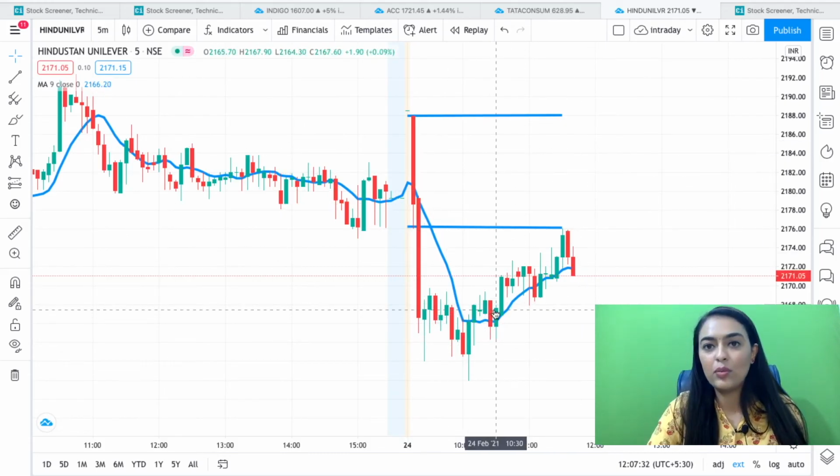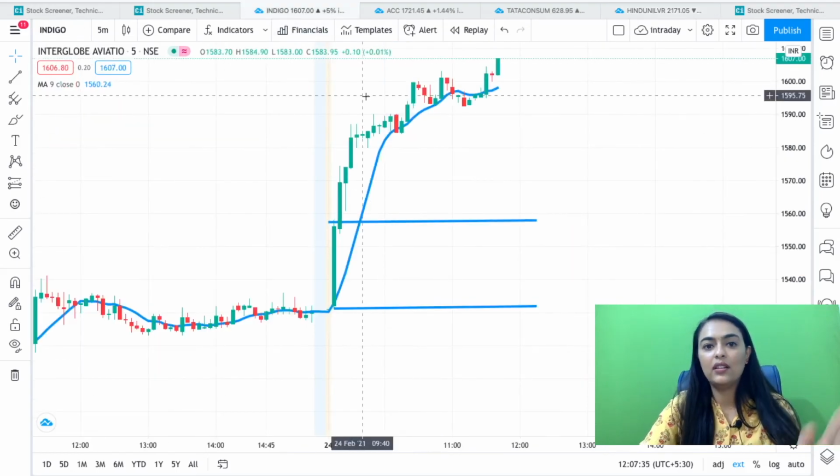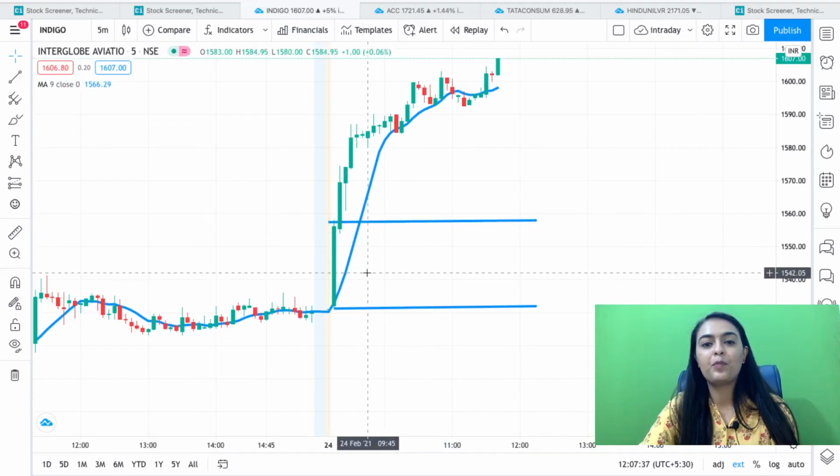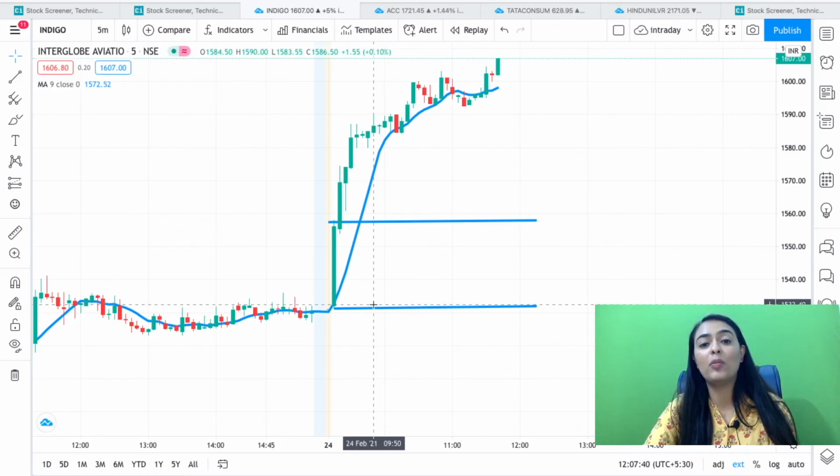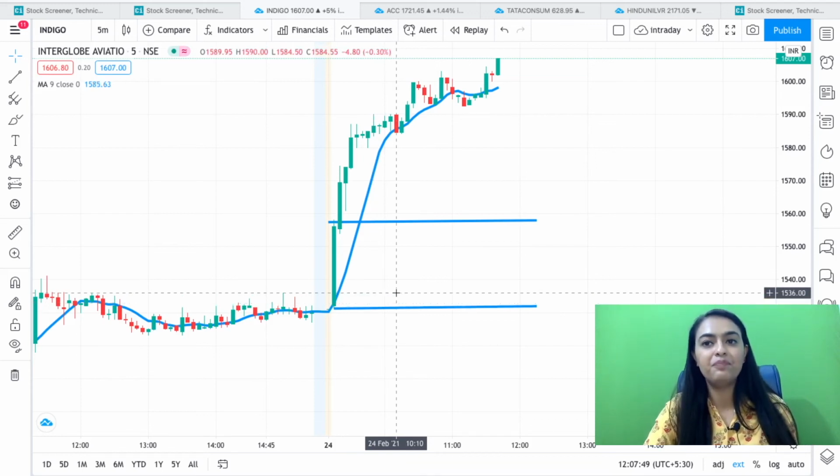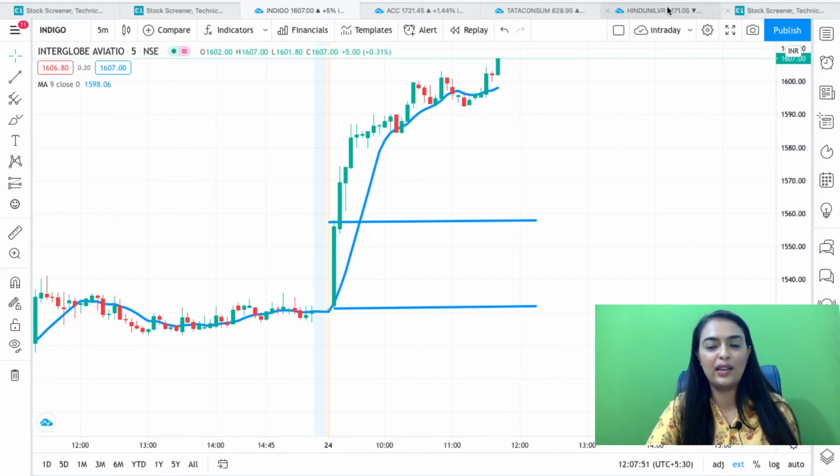We look for shorting opportunities in open high, and this one is the open low technique. We look for buying opportunities, and this is an early morning trade that we take as soon as we scan around 9:15 a.m. So this is our technique for today.